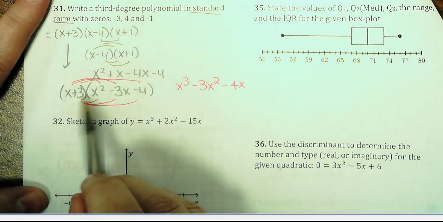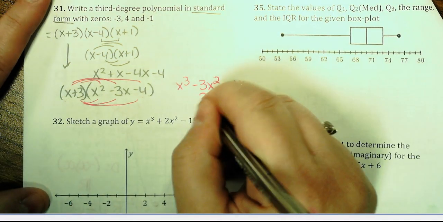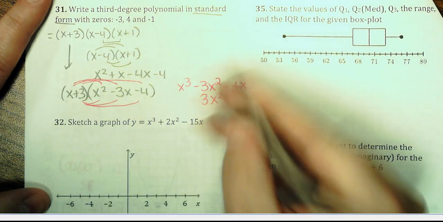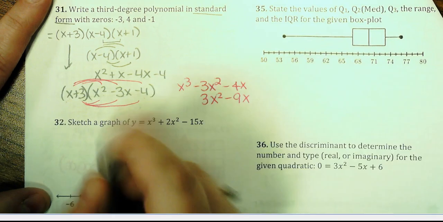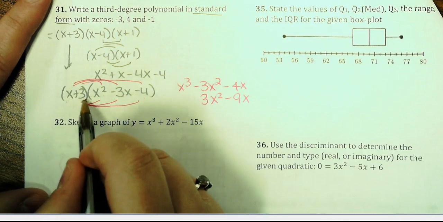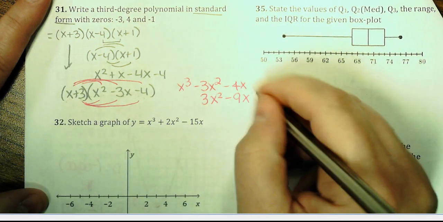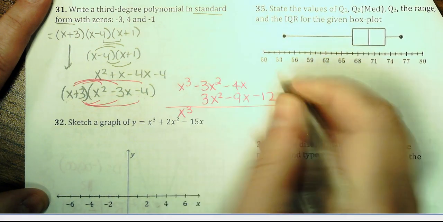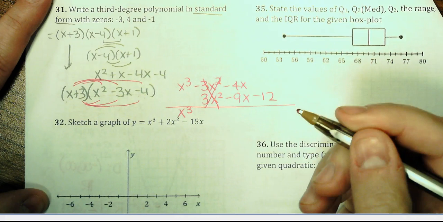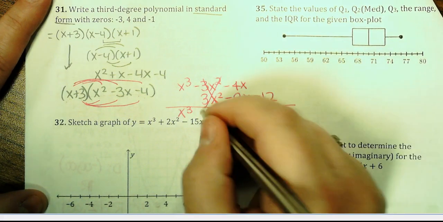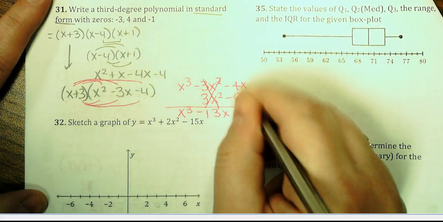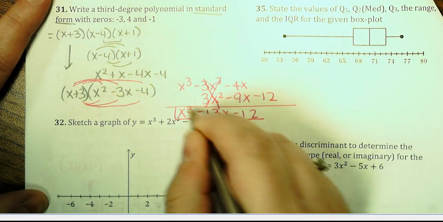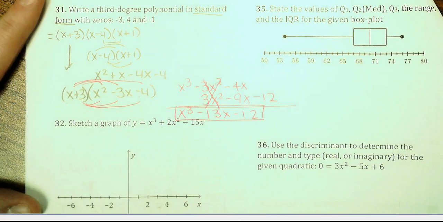So when I do 3 times x squared, I'm just going to line it up under the x squared term. So 3 times -3x would be -9x, and 3 times -4 is -12. So the final answer here, x cubed, these actually cancel out, so we won't have an x squared term, and then it will be minus 13x here, minus 12. So in standard form, there's my answer.